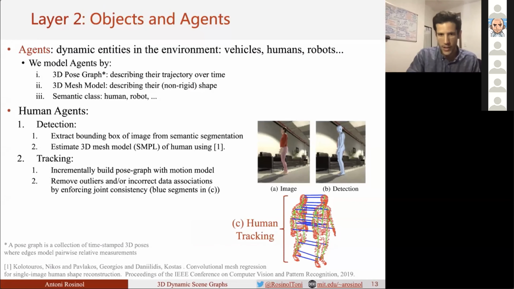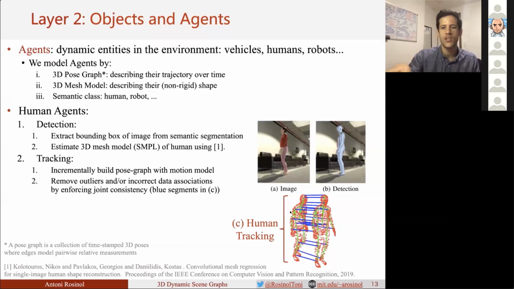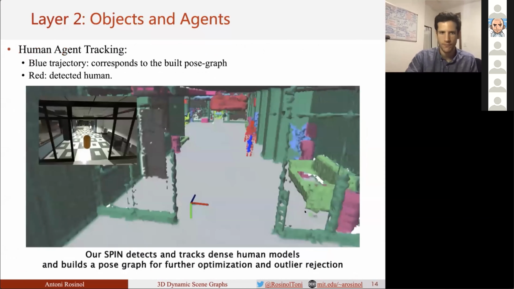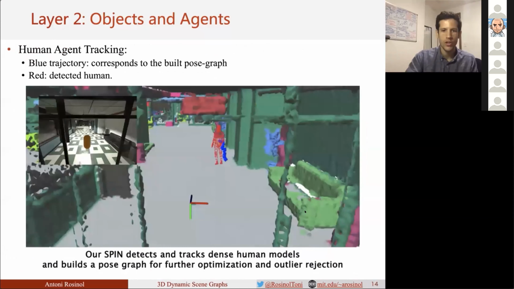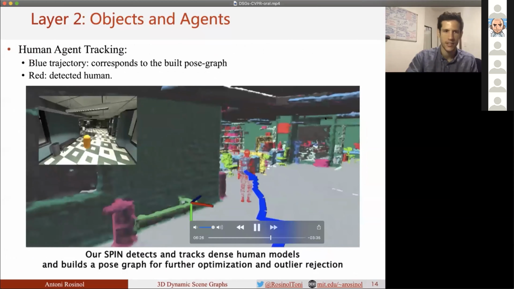For tracking, we build a pose graph with a motion model, such as a zero velocity model, where we incrementally add a new vertex upon a new human detection. We further avoid the potential outliers from the detection module and also solve the data association problem by looking at consistency between joints, which accepts new measurements only if the joints displacement between 3D mesh models are reasonable given the time between detections. Here we show the results of the human tracking module, with in blue the pose graph edges and in red the detected human.